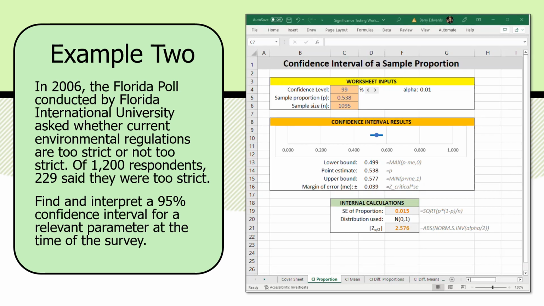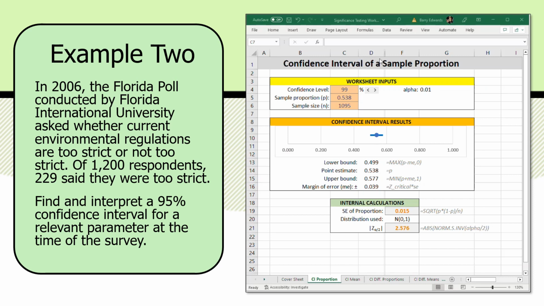All right, another example. This one reads, in 2006, the Florida poll conducted by Florida International University asked whether current environmental regulations are too strict or not too strict. Of 1,200 respondents, 229 said they were too strict. Find and interpret a 95% confidence interval for a relevant parameter at the time of the survey.